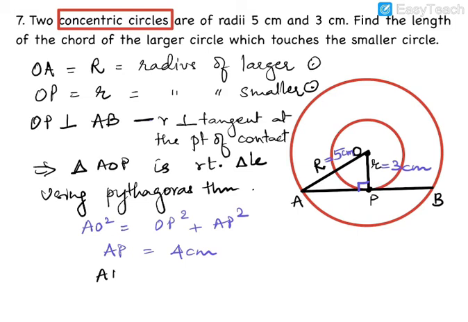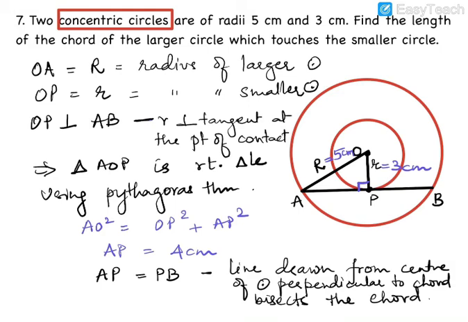Now we have AP equal to PB. Why? Recall in the previous video class I had mentioned one theorem that we have studied in grade 9. That is, a line drawn from the center perpendicular to the chord bisects the chord. So OP is the line that is drawn from the center. It is perpendicular to the chord AB and therefore AP will be equal to PB. So if AP is 4 centimeters, then PB will also be 4 centimeters. So AB will be equal to 2 times AP, and that is equal to 8 centimeters.